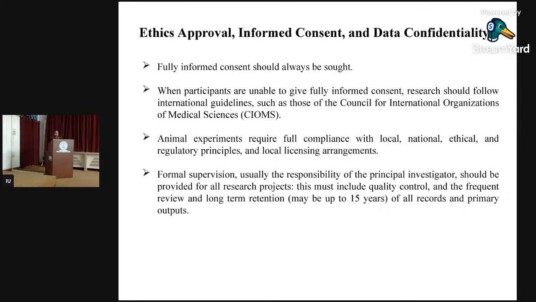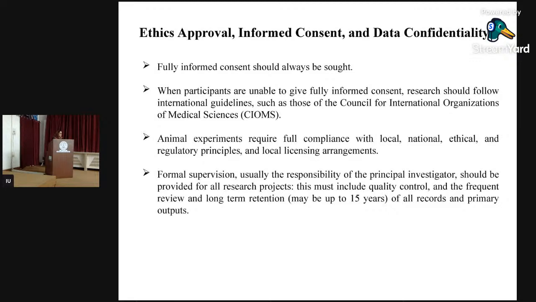All right, and the frequent review and long-term retention. Retention of what? Maybe up to 15 years of all the records and primary outputs. So the data recording book that you have, it should actually be deposited with the institution. You should maintain one copy, make a photocopy of it, take it with you when you leave Integral University. But Integral University has the right to have your primary data recording book, because we need to have retention of all this data for at least 15 years. So your data recording book should lie with the PI.